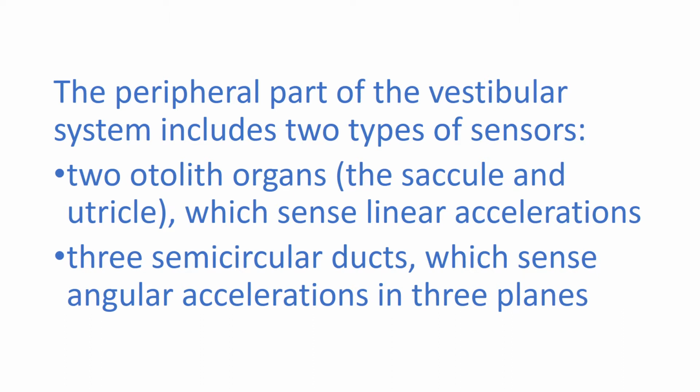The peripheral part of the vestibular system includes two types of sensors, namely two otolith organs, the saccule and utricle, which sense linear accelerations, that is, gravity and translational movements, and three semicircular ducts, which sense angular accelerations in three planes. This sensory information is reported to integrative centers in the brainstem, cerebellum, and somatic sensory cortices.